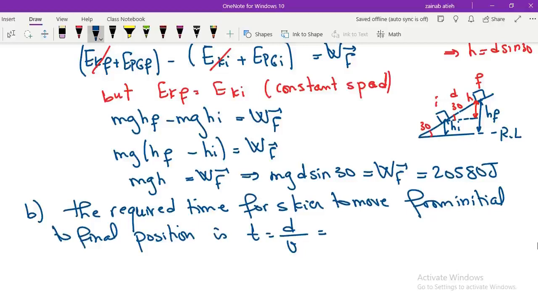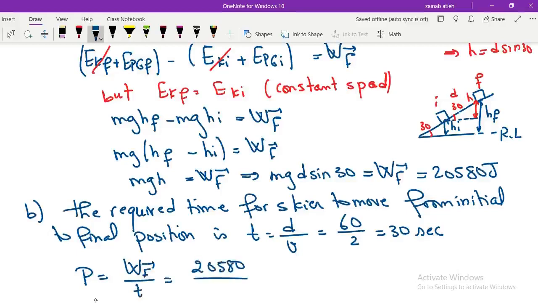D was already given, it was 60, and V was equal to 2, so it's 30 seconds. Now I have the time to move from initial to final. Now I can find the power. Power is equal to the work of this force over time, so I will get 20580 over 30. I will get 686 watt. So this is the unit of power. Done with this problem.